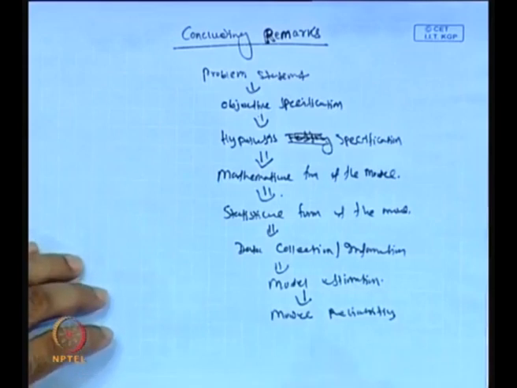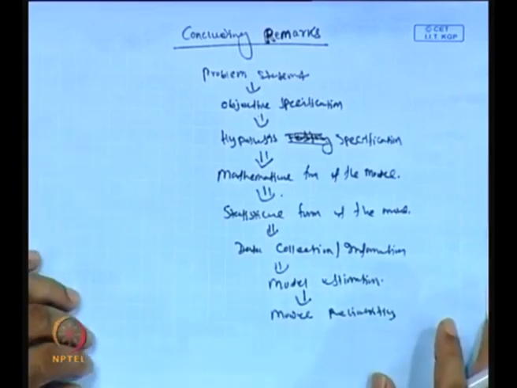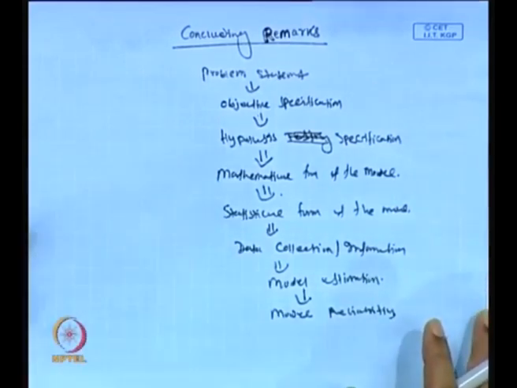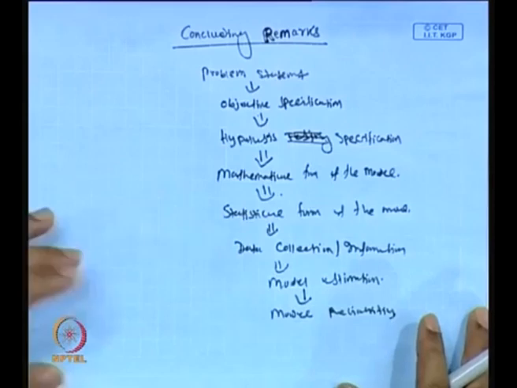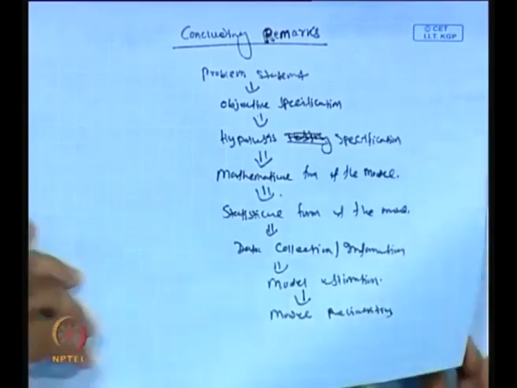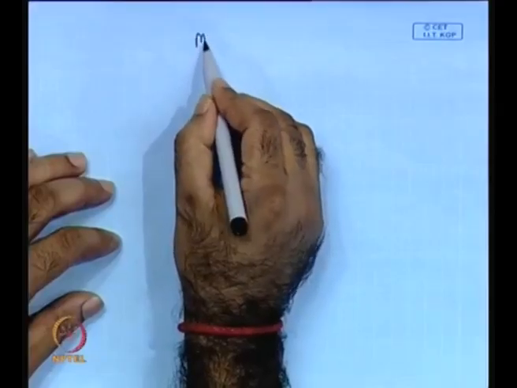So we start with the problem statement, objective specification, hypothesis specification, mathematical form of the model, statistical form of the model, data collection, then model estimation, then model reliability. Now, what is all about this model reliability? Let me explain.